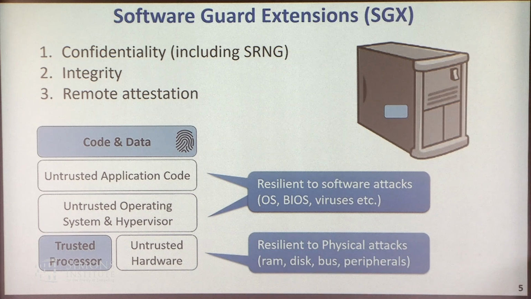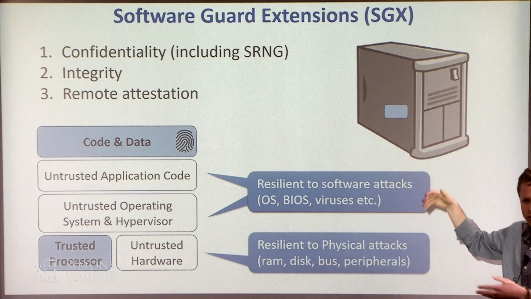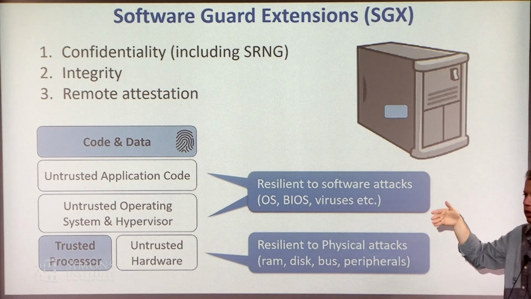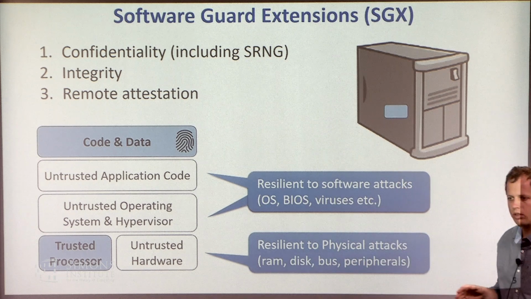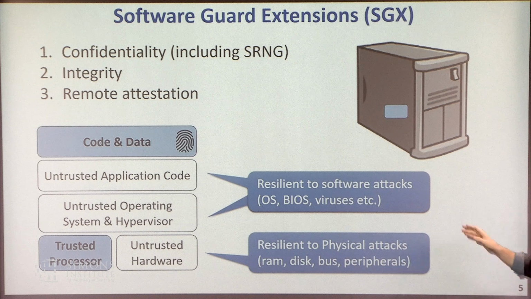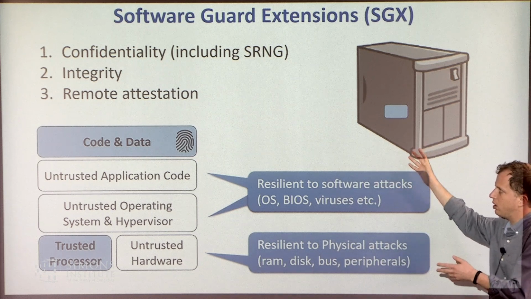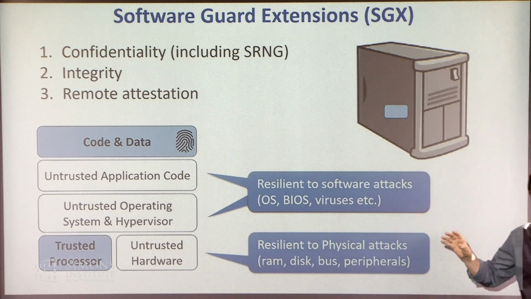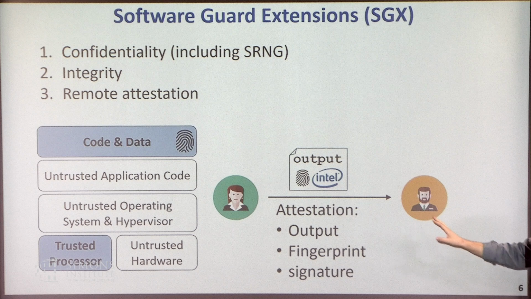The guarantee we get from the processor is confidentiality. Even the operator of the machine cannot see what's happening inside the code, and this includes a random number generator that we're going to use. The operator of the machine cannot affect the code even without seeing it. So this is integrity. And finally, we have remote attestation. This is critical. This is remote attestation.